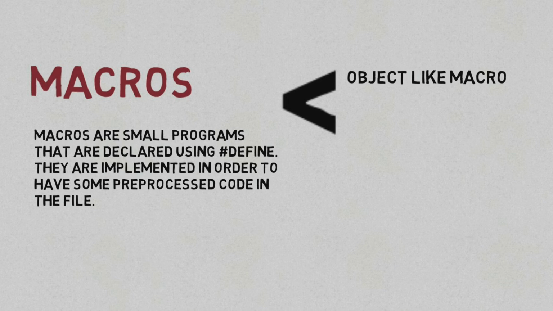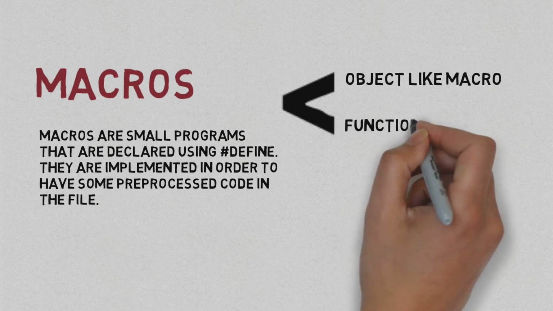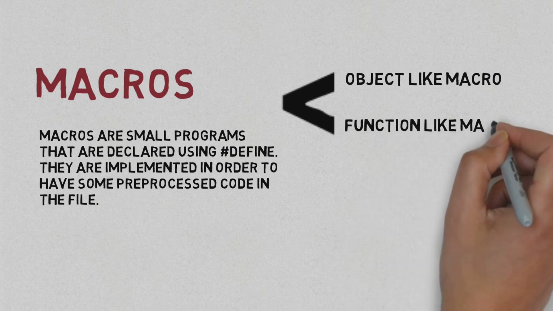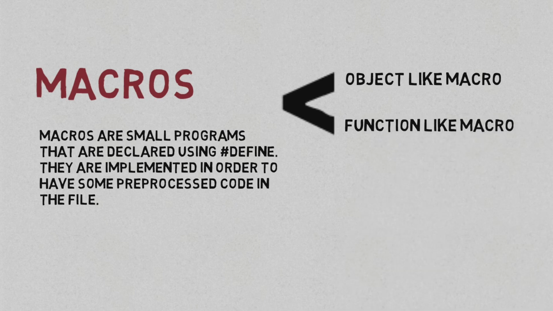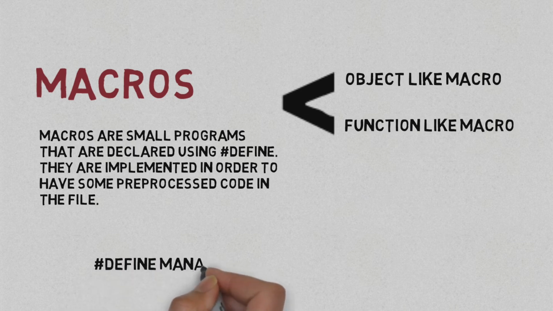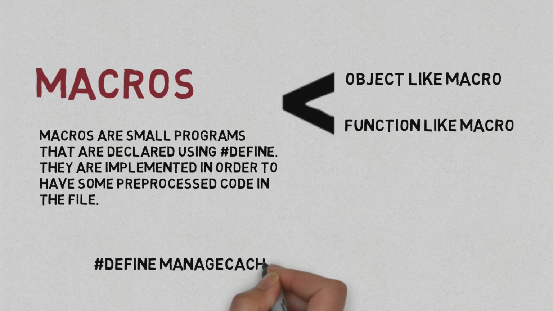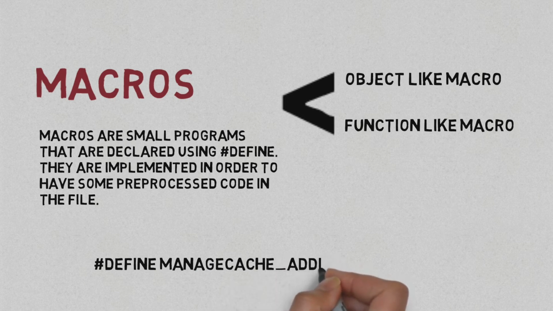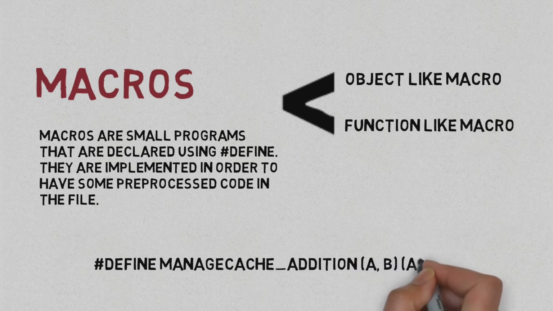These are commonly used to give symbolic names to numeric constants. Means you can give pi the value 5 in this way. And function-like macros work similarly to our usual functions. They can take parameters and are declared similarly. We have seen an example of this before, where we had a macro with parameters a comma b and we returned the value of a plus b.